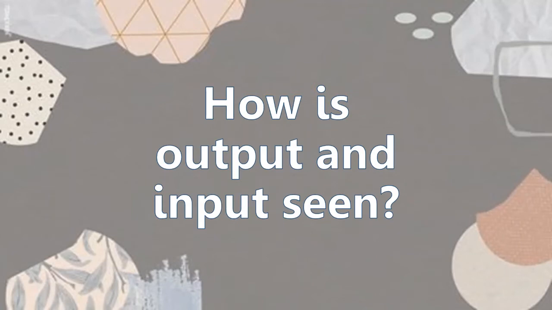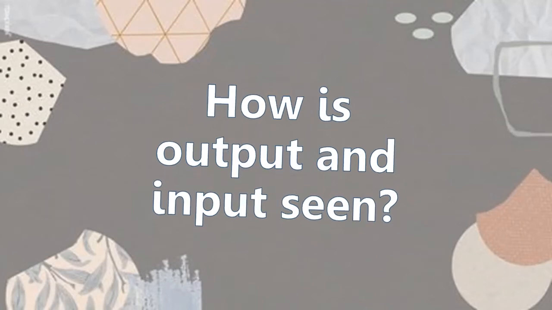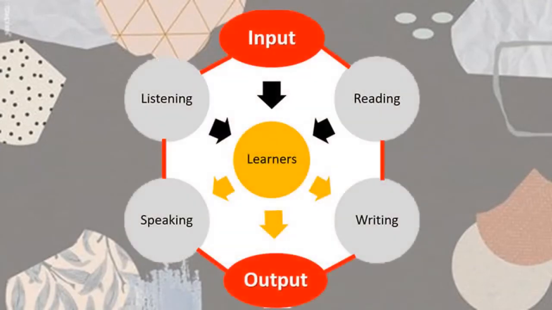How are output and input seen in acquisition and learning? So, what is input? Input might be viewed as all the exposure to the target language that is around us. The input is important because without it there cannot be output. In short, if you don't hear or see the language, then you can't learn it.